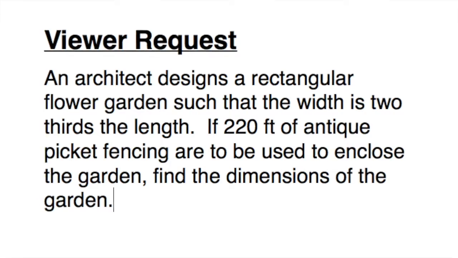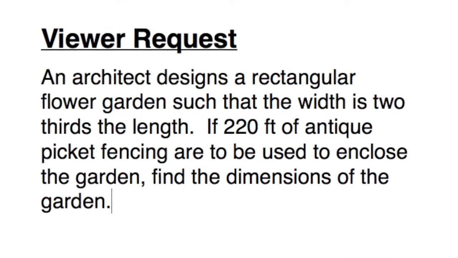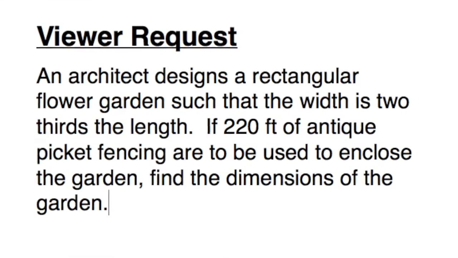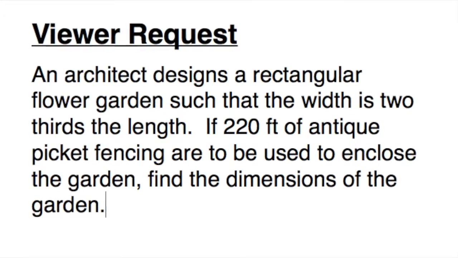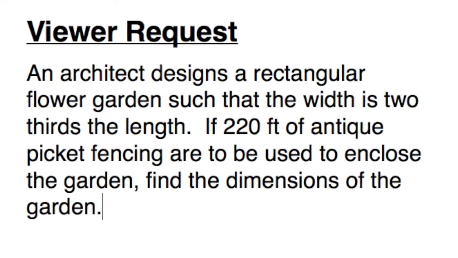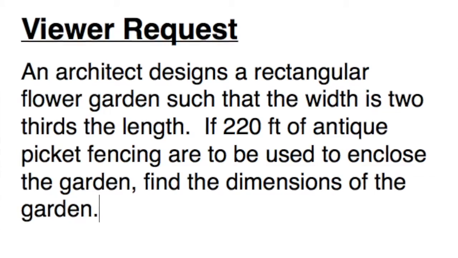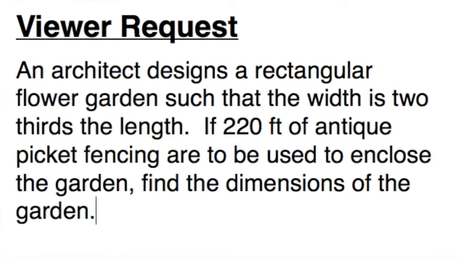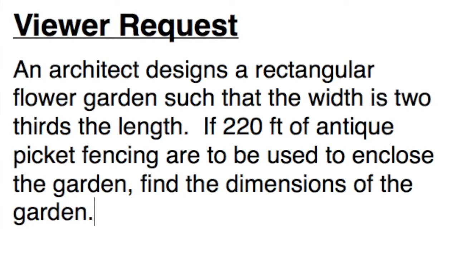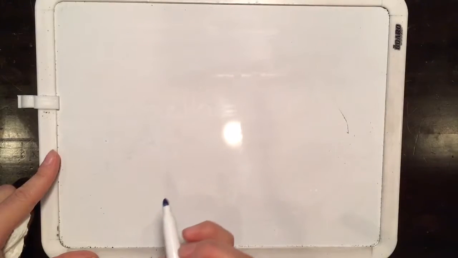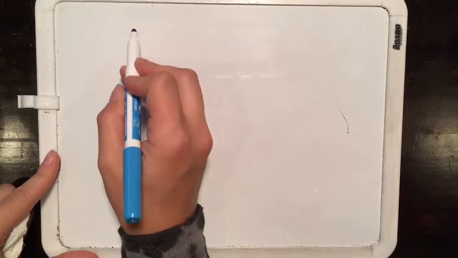Today's example is going to be about perimeter of a rectangular space using algebra. An architect designs a rectangular flower garden such that the width is 2/3 the length. If 220 feet of antique picket fencing are to be used to enclose the garden, find the dimensions of the garden.